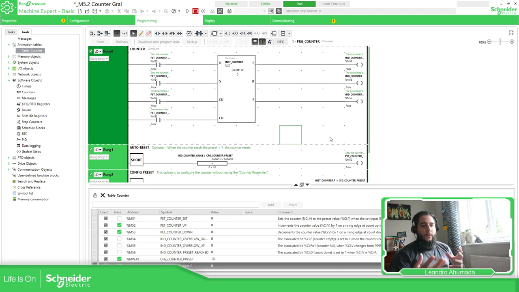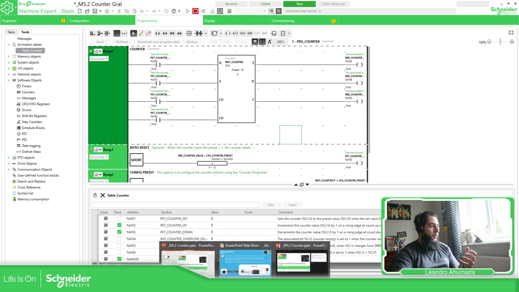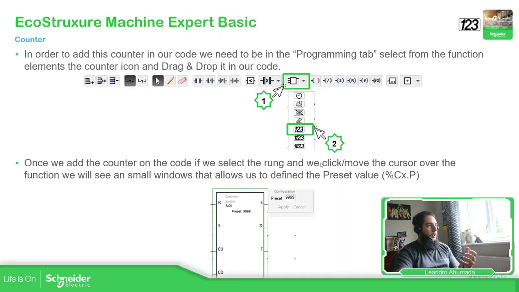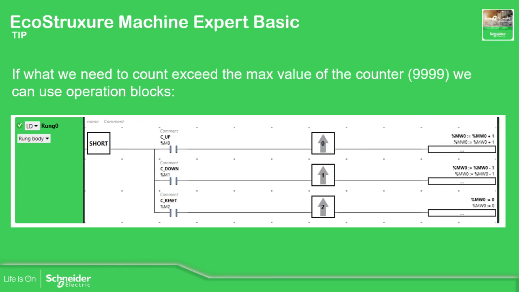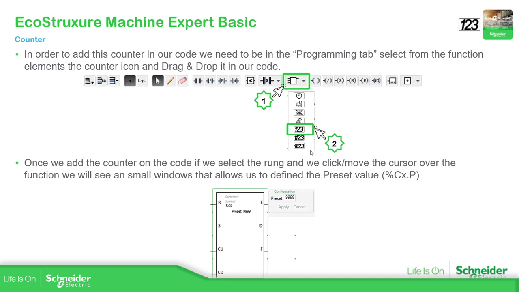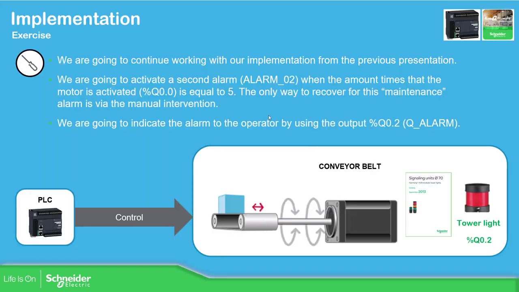And you also have the workaround in case you want to reach a higher value than the one that I showed you before over here in the presentation. Here, in case you want a higher value, you can use this. But now let's go into the implementation.